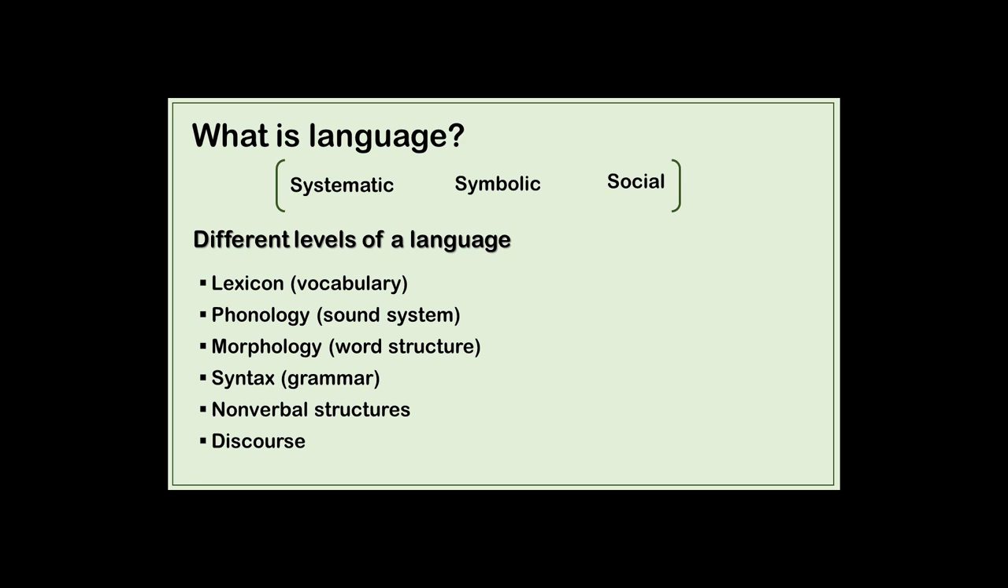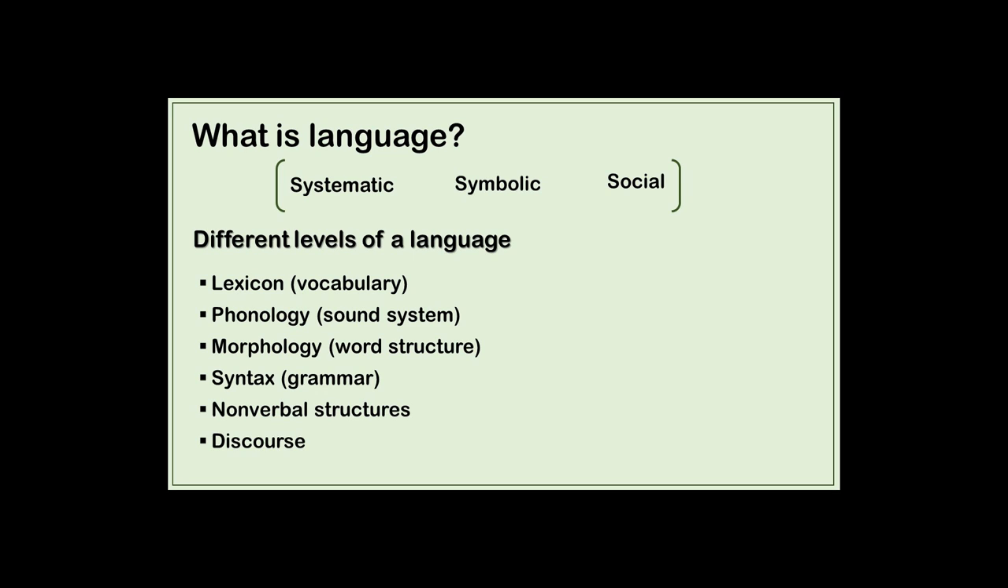Phonology is the knowledge about sound system. Speakers have the knowledge about phonemes, syllable structure, and intonation. Morphology is the knowledge about word structure. Speakers have the knowledge about morphemes and inflections. Syntax is the knowledge about grammar. Speakers have the knowledge about word order, agreements, and sentence structure.